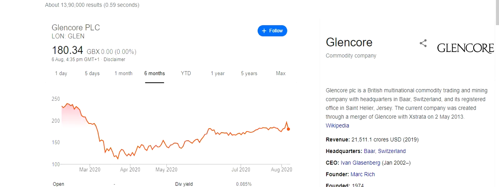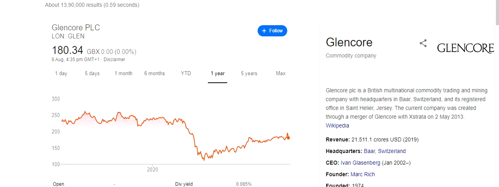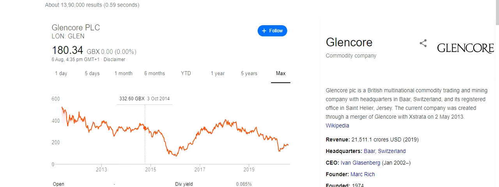If you look at the 6-month chart, you can see it is moving from strength to strength. It has moved from the low of 112 to 196 and currently 180. And if you look at the bigger term chart, which is from 2013 till now, you can see the trend is completely flat.